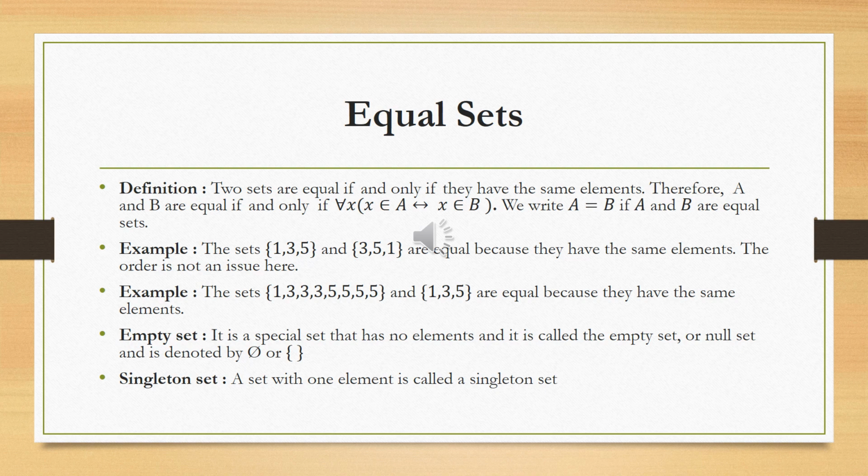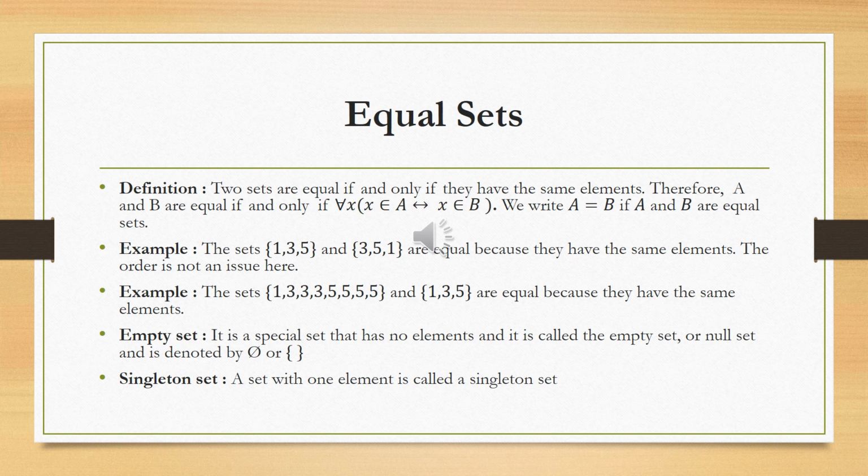Example of equal sets: the set {1, 3, 5} and the set {3, 5, 1}. They are equal sets because they have the same elements. Another example of equal sets is the set that consists of 1, 3, 3, 3, 5, 5, 5, 5, 5, and the set {1, 3, 5}. They are equal because they have the same elements.